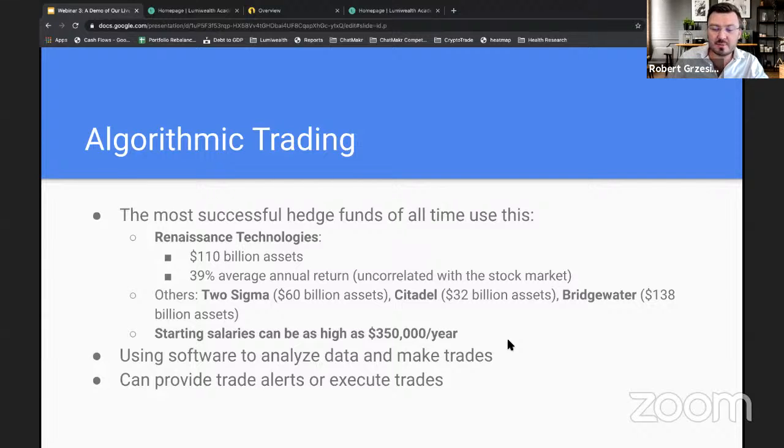the starting salary typically starts around $350,000 a year, US dollars, for an all-in package. So definitely a very profitable industry. These guys are definitely doing something right, so we want to learn a little bit from them, okay?